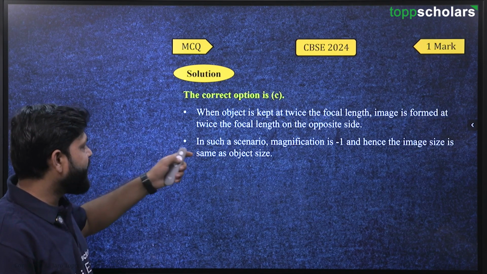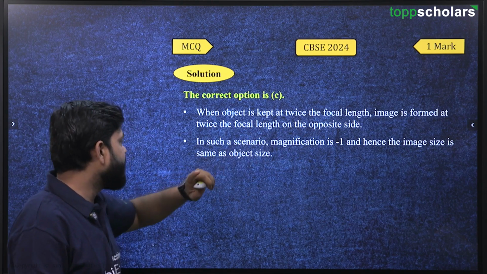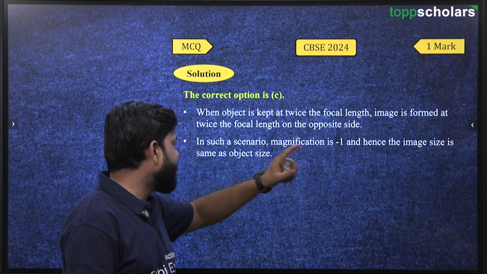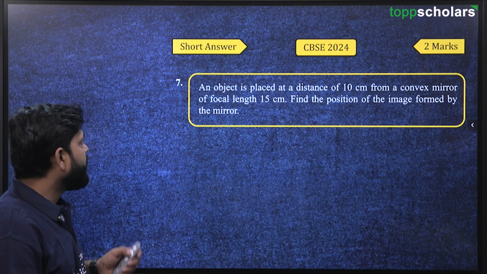So, when an object is kept at twice the focal length, the image is formed at twice the focal length on the opposite side. In such a scenario, magnification is -1 and hence the size of the image is the same as the object. Now, next question.